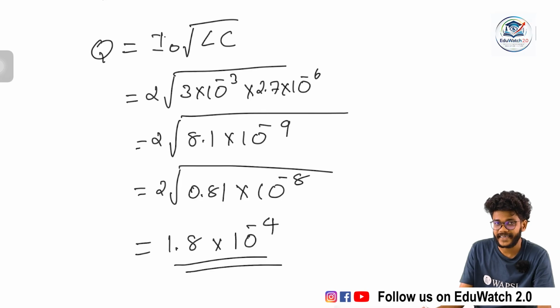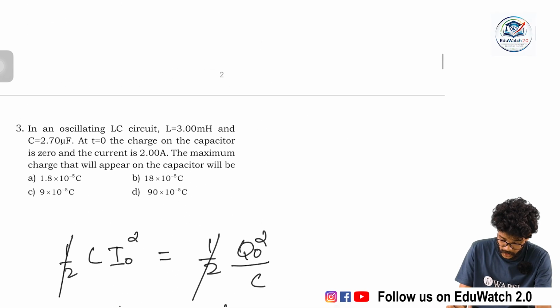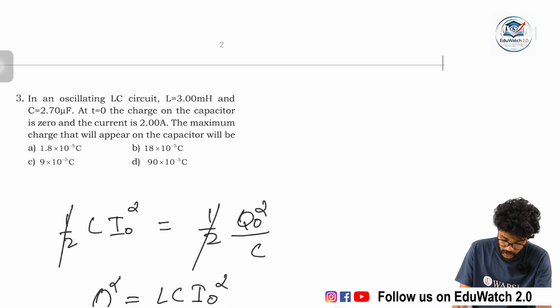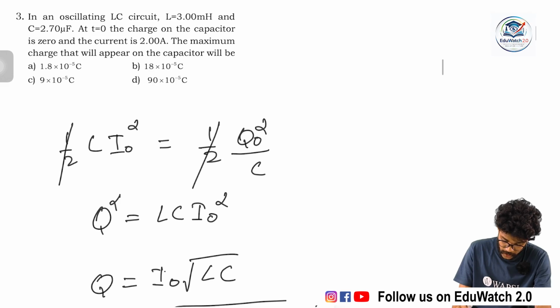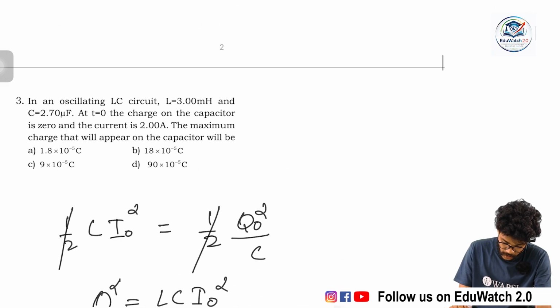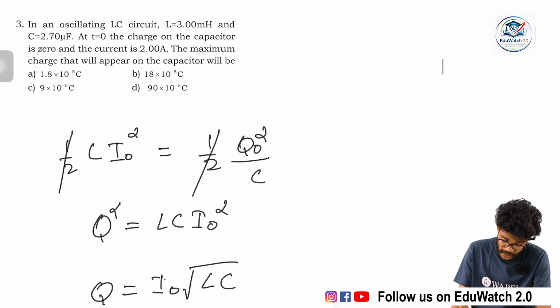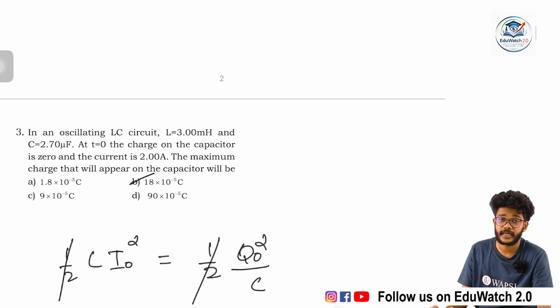We can check our answer with the options. So 1.8 into 10 raised to minus 4. 18 into 10 raised to minus 5 is there. So 1.8 into 10 raised to minus 4. So option B is the correct answer.